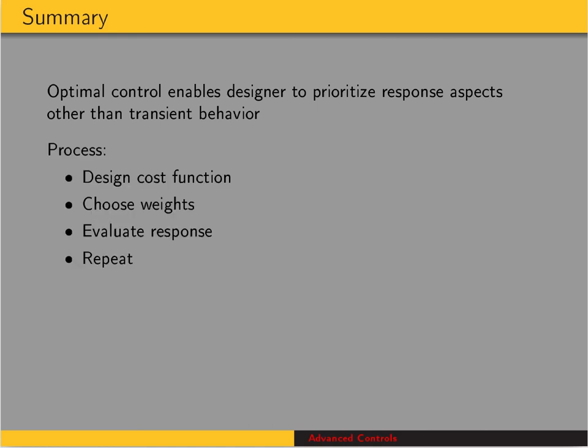And again, the process for designing using optimal control is that we'll design the cost function, so that is, what are we going to penalize, and then we'll choose the weights, how important is each parameter relative to the others. Then we'll calculate K and evaluate the response, and if necessary, repeat the process.